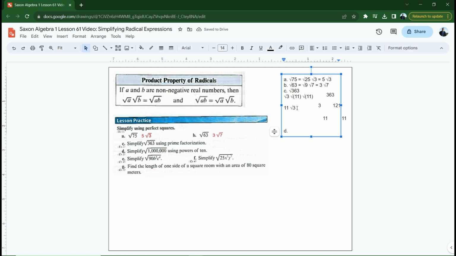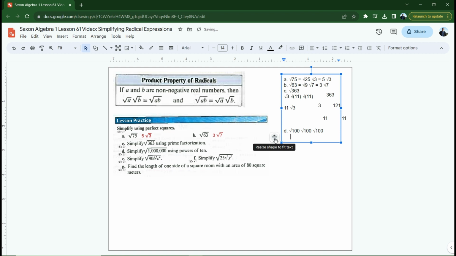Simplify the square root of a million using powers of 10. Well, this is going to be the same as the square root of 100 times the square root of 100 times the square root of 100, right? Because the square root of 100 times the square root of 100 is going to have 4 zeros, times the square root of 100, it adds on 2 more, so 6 total zeros. 1, 2, 3, 4, 5, 6. This is the square root of a million.